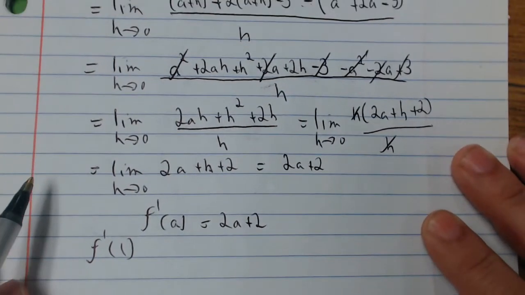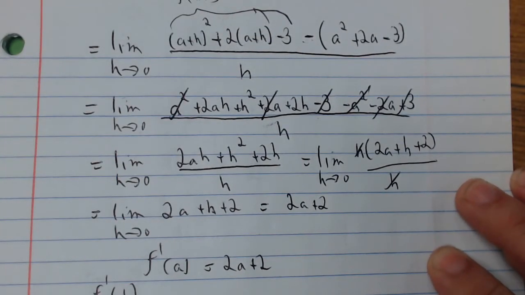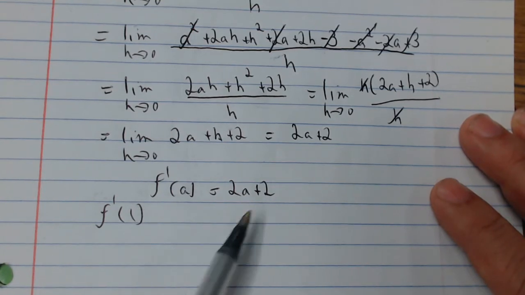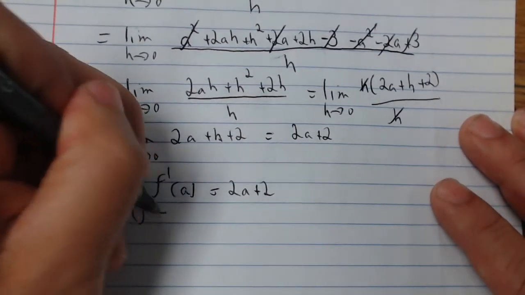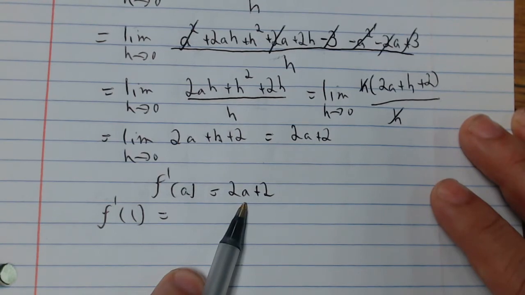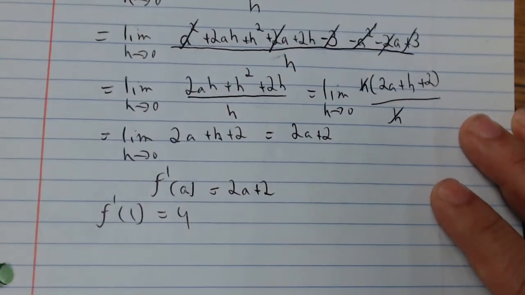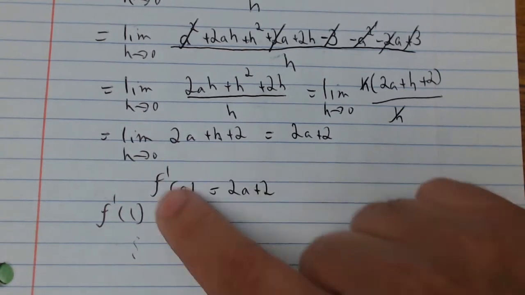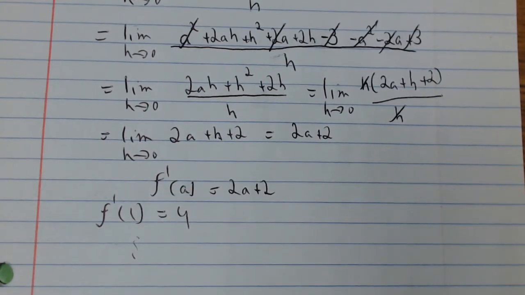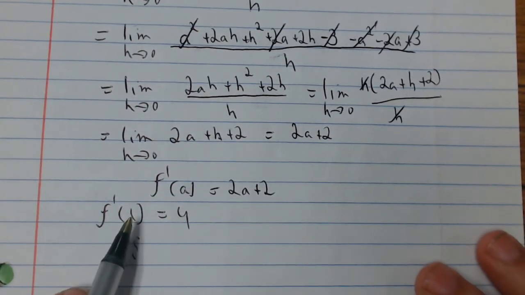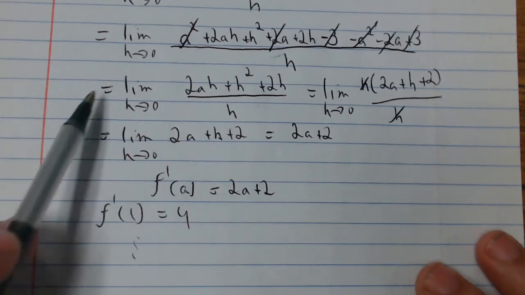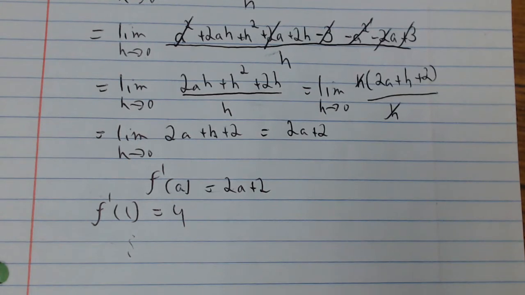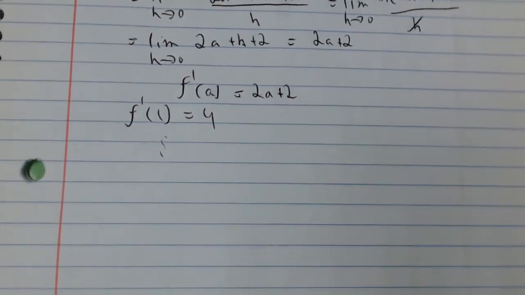Instead of having to do all of this work all over again, you can just say, well, if f prime of a is 2a plus 2, then f prime of 1 is just going to be replace a with 1, and then you get what? 4. And f prime of 2, then you can keep going. So I prefer this as opposed to finding f prime for each number. I prefer this over anything else because then you can answer multiple questions here. Okay, so let's move on to our next definition here.